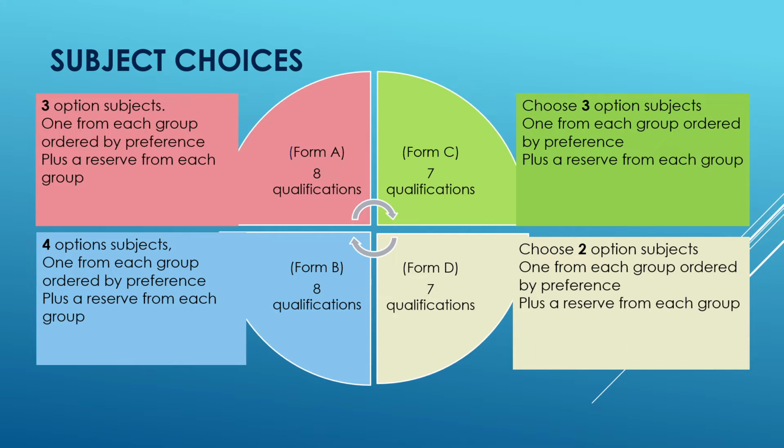So option forms A and C, you will be ranking your subjects in order of preference from the numbers 1, 2 and 3. Option form B, you will be ranking your option choices from numbers 1 to 4. And option form D, you will be ranking your option subjects in the numbers 1 and 2.